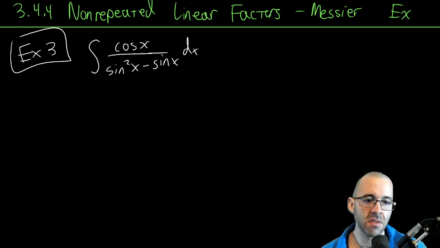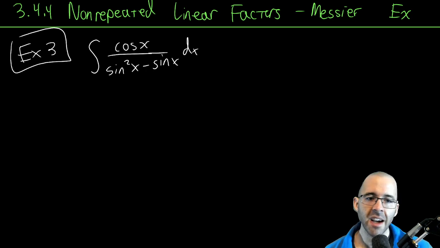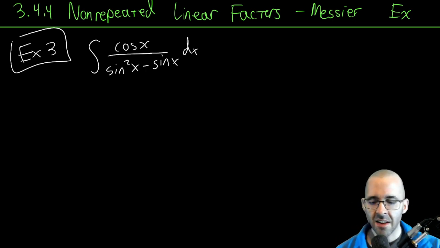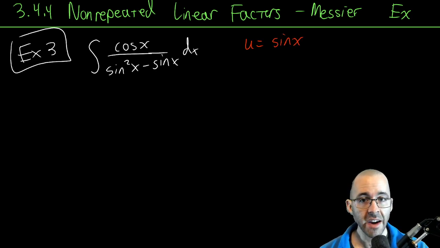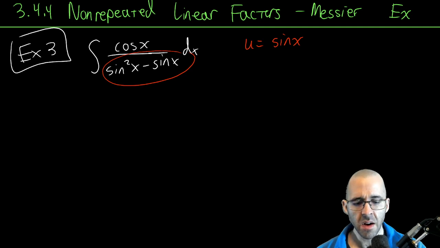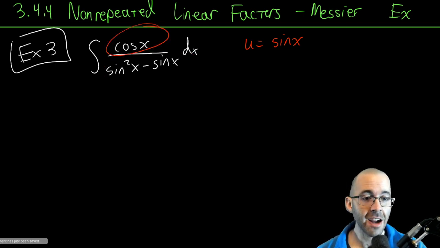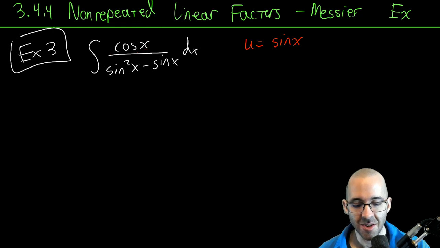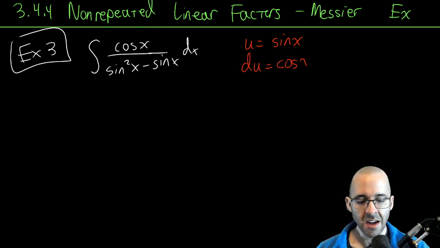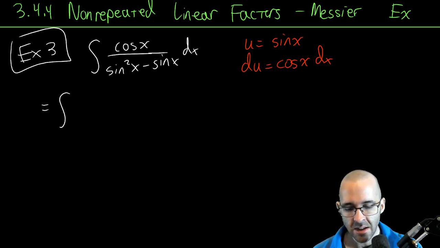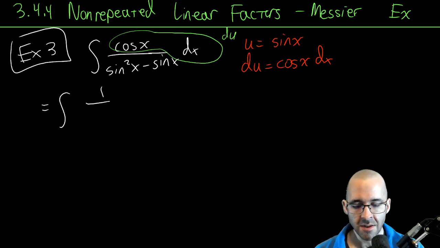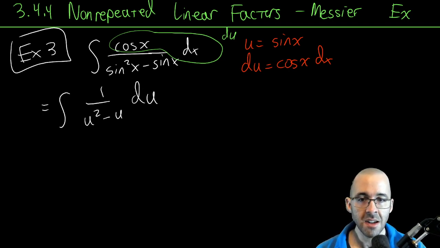Because it'll make things look a lot nicer. We can get rid of the sines, we can get rid of the cosine, and we can just get things in terms of something else. So if u is sine of x, again, we're choosing sine of x because there's quite a bit going on with sine, and we have its derivative right here. So du is going to be cosine of x times dx. This is our du right here. This becomes 1 over sine squared, which is u squared, minus sine, which is u. And then the rest just becomes du.